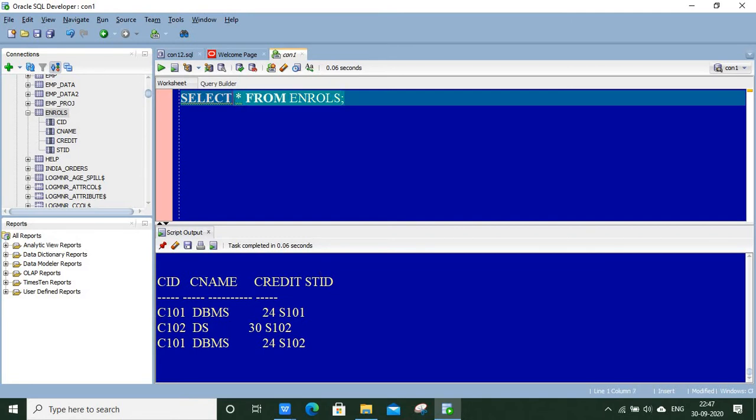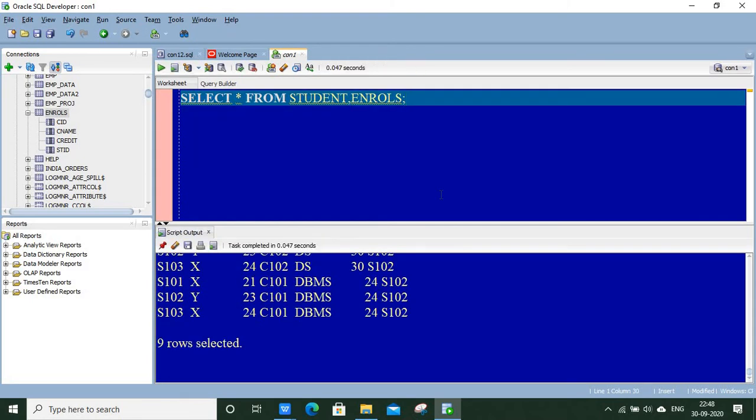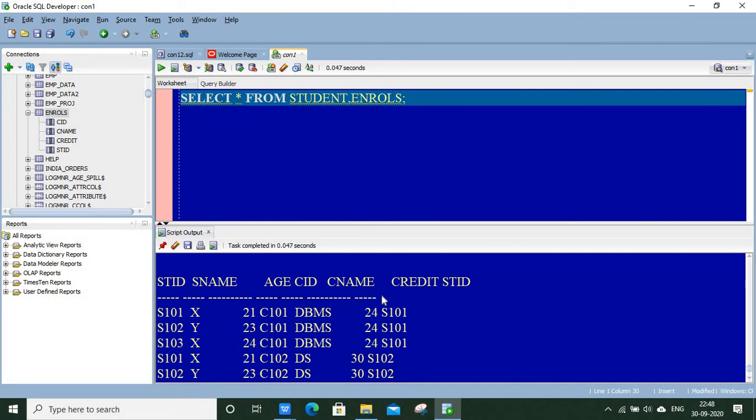Now how can we take the cross product of these two tables? The first and the very easy way is to use a comma operator for cross join. That is, if you have to take cross join of these two tables, we will simply write student, then comma, enrolls, and now run this query. Yeah, now you will see that we have obtained a total of 9 rows in the output, and also you can see that we have obtained this table with all the columns present from the two tables, and rows are paired in every possible way.